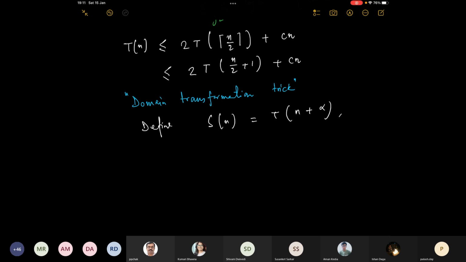By applying this recurrence for Tn, I get what? Tn is less than or equal to 2T(n/2 + 1) + cn. So this is less than or equal to 2T(n/2 + alpha/2 + 1) + c times (n + alpha). Everyone with me?